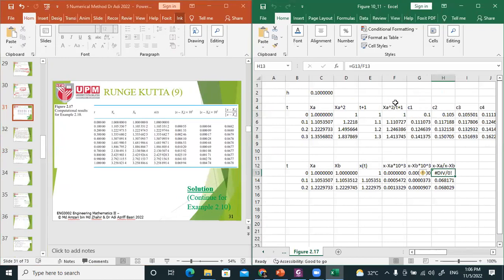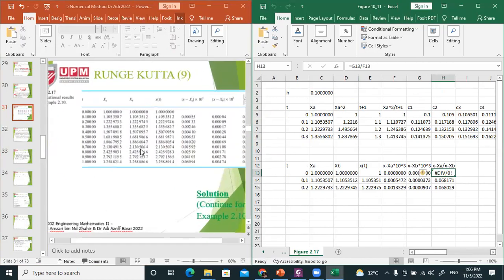Okay. Can you see the screen? If you can see here, the solution in the book is already simplified. The book didn't show you how to find the XA, how to find the XB, how to find XT. So you need to do it by using the Runge Kutta method.